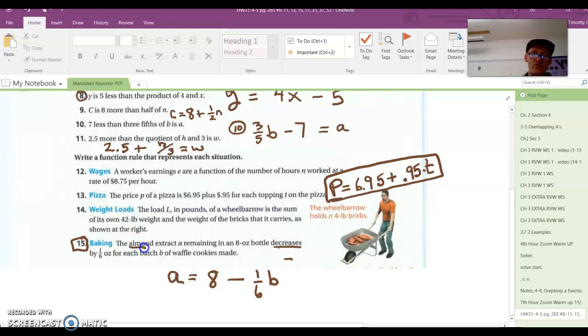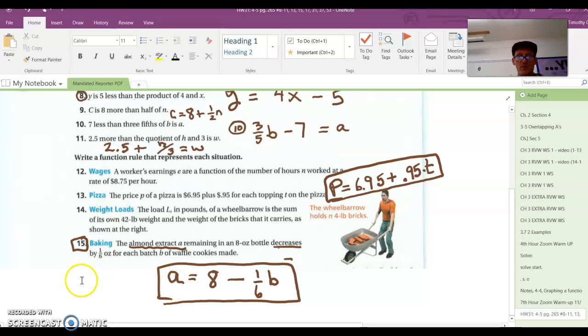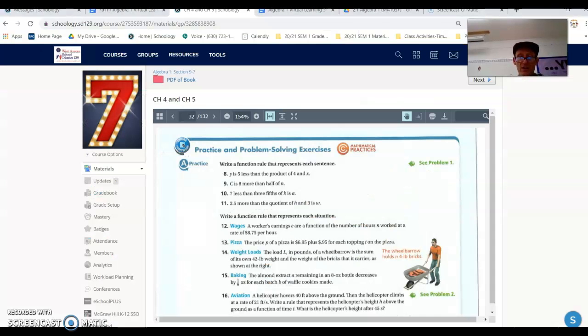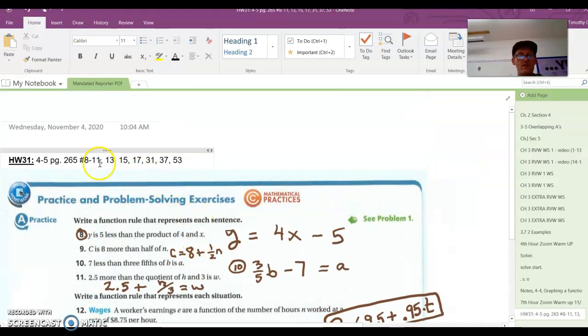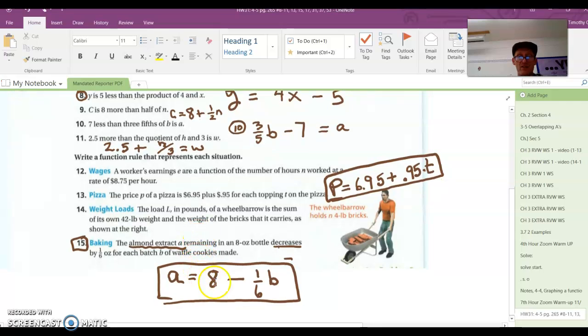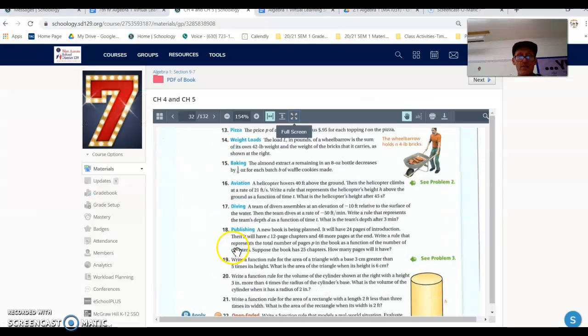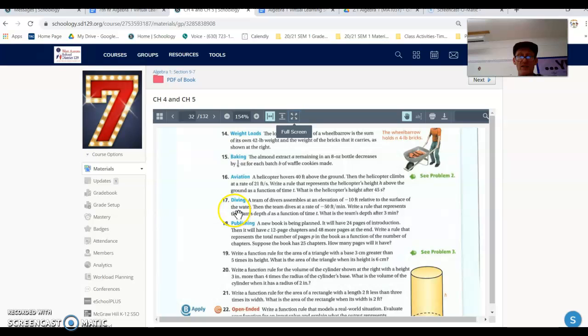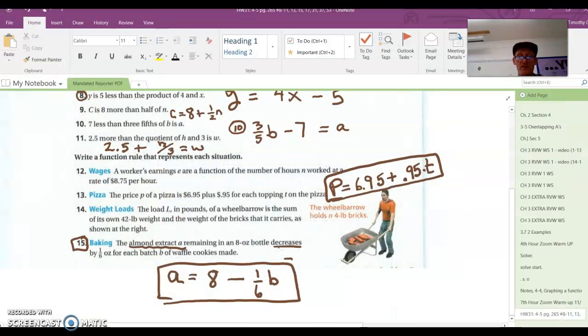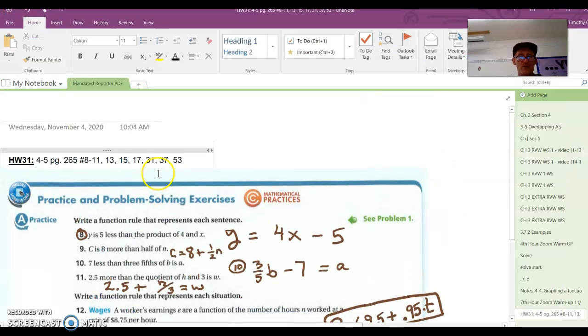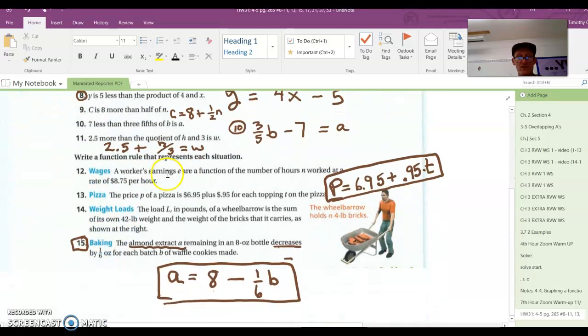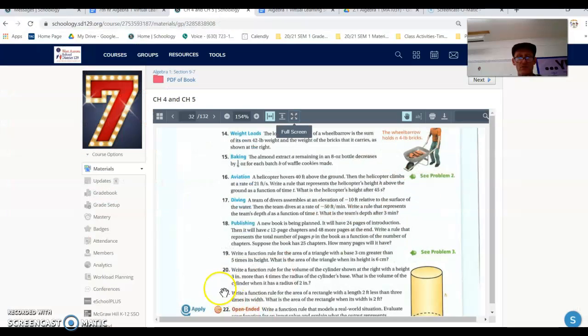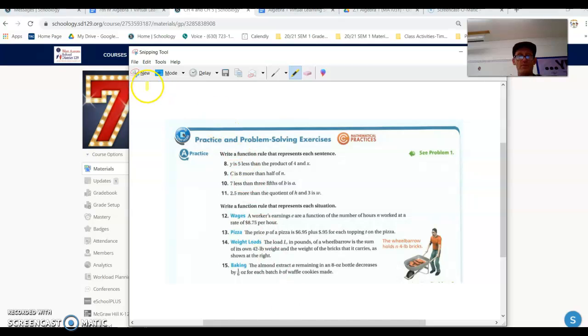That's almond extract. It's like vanilla extract for chocolate chip cookies, only it's almond. All right, let's see what else we had here for the assignment. It was 13, 15, now we got 17. Let's take a look at 17. We'll take a picture of that, put it on the book there.